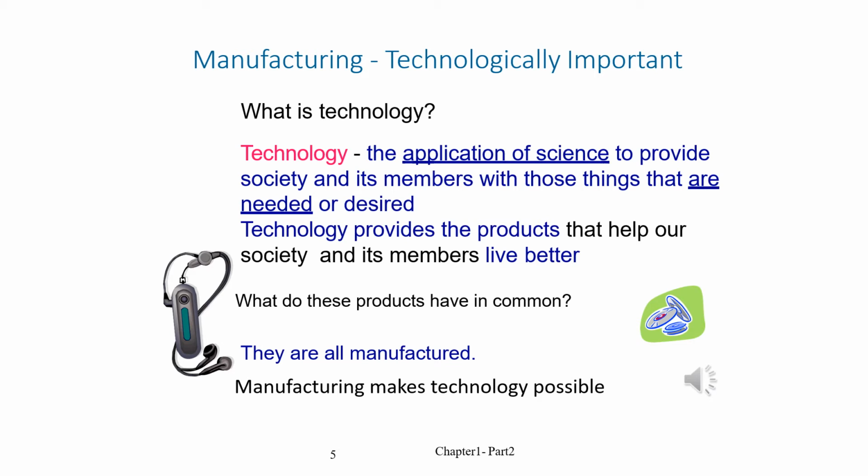Technology provides the products that help a society and its members live better. We talked about that in the previous slide. You are living better, right? And what do they all have in common? They're just manufactured, right? And it makes technology possible. Again, go back and watch that pencil example. We wouldn't have pencils if we had to make each one by hand.